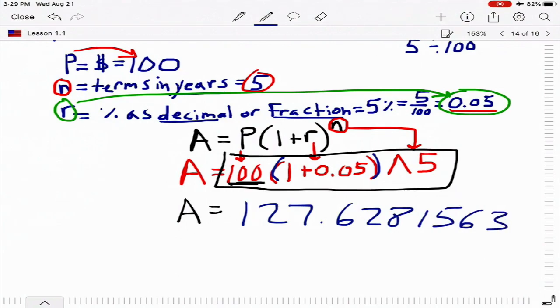127.628156 and 3. Please understand, whenever it comes to money, which this is money right here, they don't need to tell you this. You have to automatically assume it. You always round money to the nearest cent. So if you're reading the word problem and you read it like 3 or 4 times already, and they don't tell you to round to the nearest dollar, they don't tell you exactly what to do with it, then you automatically round to the nearest cent.